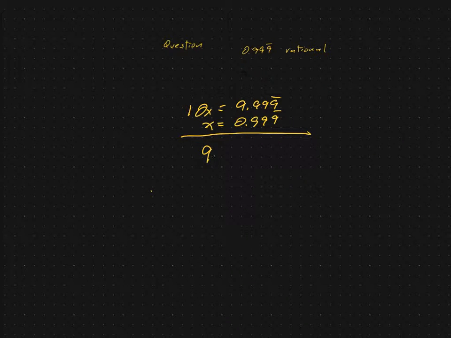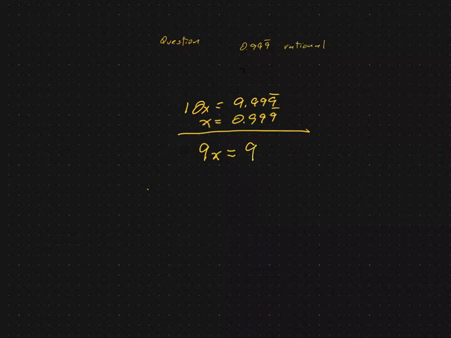9x. Now, on this one, what I have is 9.999 repeating into infinity, right? And over here, I have 0.999 repeating to infinity. What's going to happen when I subtract this 9.99 to infinity from this 0.99 to infinity? You just have 9. I just get 9. Therefore, x is equal to 1.